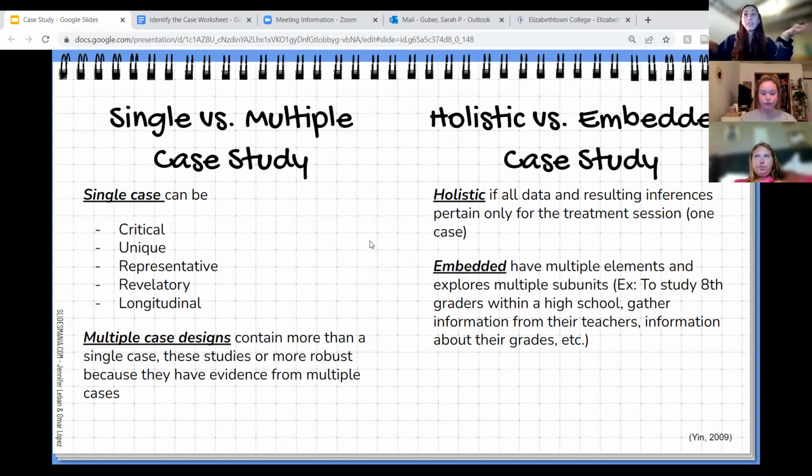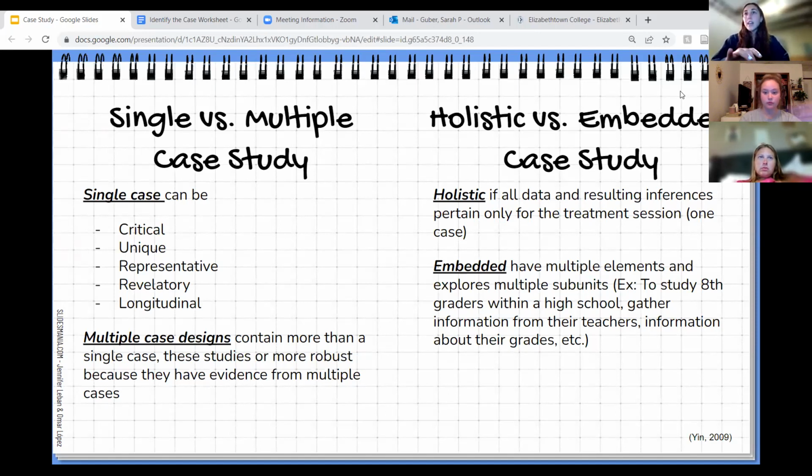Multiple case design, like it sounds, again, you're going to look at more than a single case. And these kinds of case studies are considered more robust because they do have evidence from multiple cases. So once you have either you want to do single or multiple, you need to decide if it's going to be holistic or embedded.